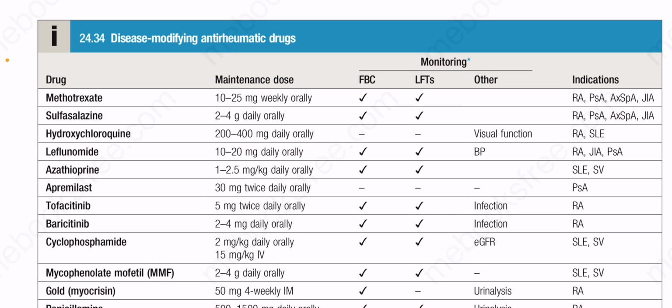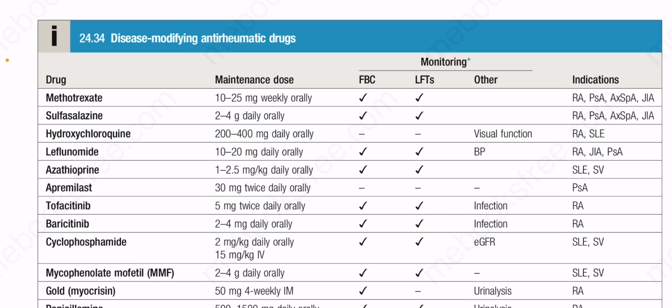Hydroxychloroquine maintenance dose 200 to 400 mg daily orally. Monitoring is visual function. Indication: rheumatoid arthritis, SLE. Leflunomide 10 to 20 mg daily orally. Monitoring is full blood count, liver function tests, and blood pressure. Indication: rheumatoid arthritis, JIA, psoriatic arthritis. Azathioprine maintenance dose 1 to 2.5 mg per kg daily orally. Monitoring is full blood count and liver function tests. Indication: SLE and SV.